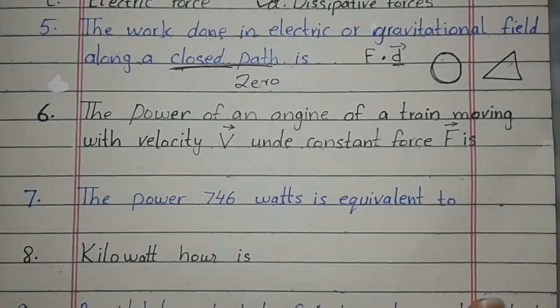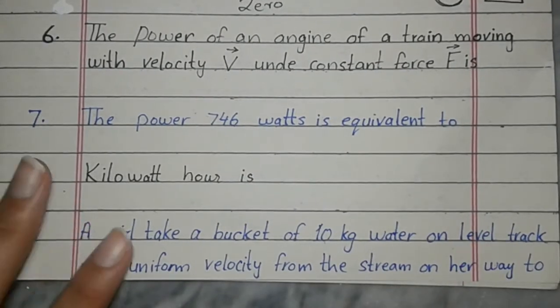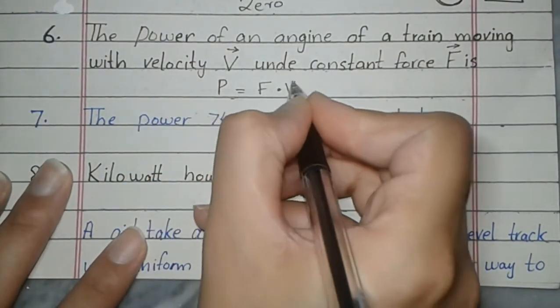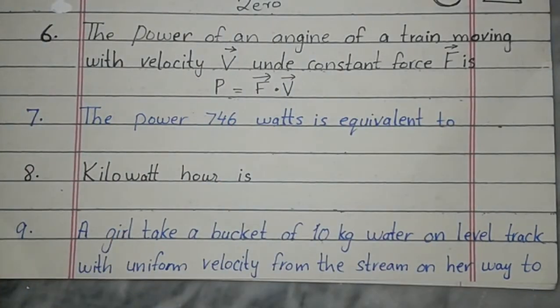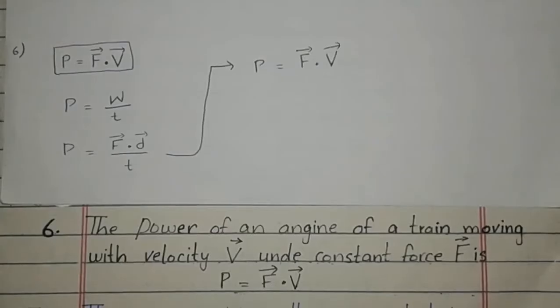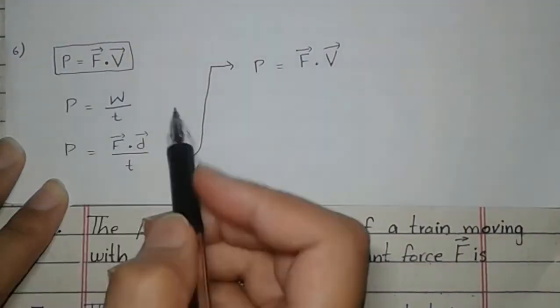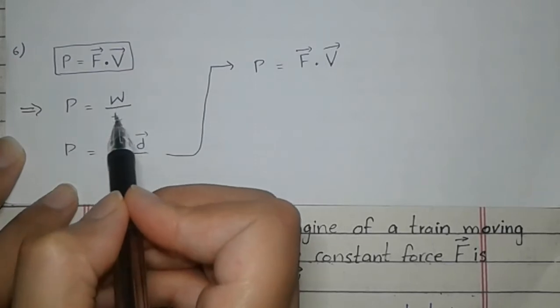Next one. The power of an engine of a train moving with velocity v and constant force. The formula of power is equal to F dot v, velocity. Power is the scalar product of force and velocity. See, we know that power is equal to F dot V. Also we know that power is the work done in a second, work done per second.